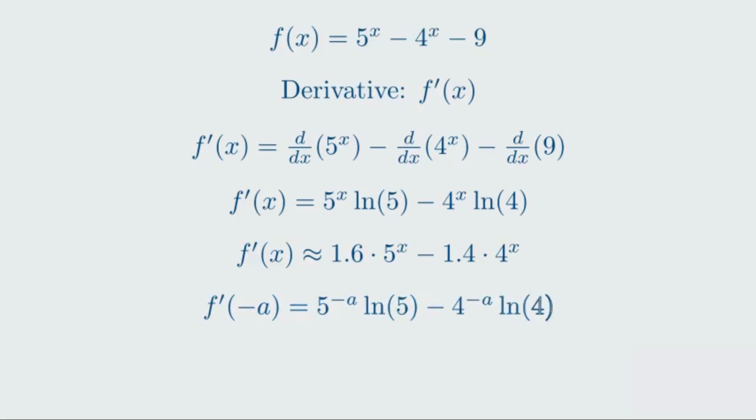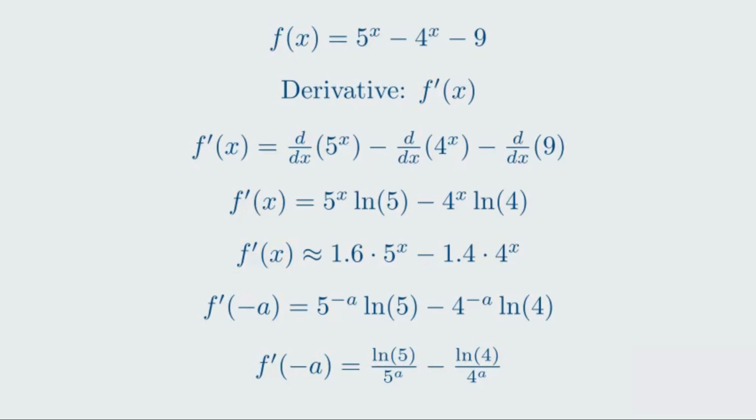This can be rewritten as the natural log of 5 over 5 to the a minus the natural log of 4 over 4 to the a. For a greater than 0, 5 to the a is larger than 4 to the a. And since the natural log of 5 is larger than the natural log of 4, the first term in this expression will always be greater than the second term. Therefore, the derivative is also positive for negative x.